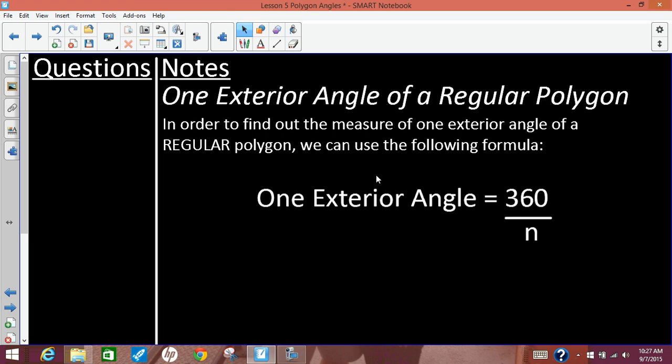So we spoke quickly about all the exterior angles in any polygon, even if it's not regular, adding up to 360. But we know if the polygon is a regular polygon that all the exterior angles should be equal to each other. They should be the same. So that means if we want to find the measure of one of them, all we need to do is take 360, the sum of all the exterior angles, and divide it by the number of sides, n.